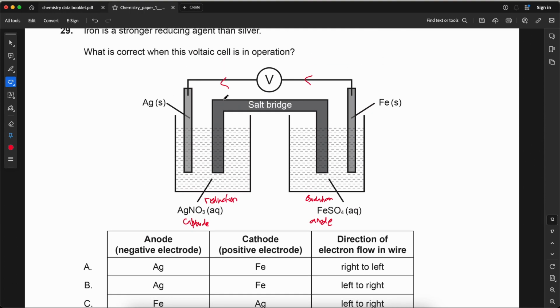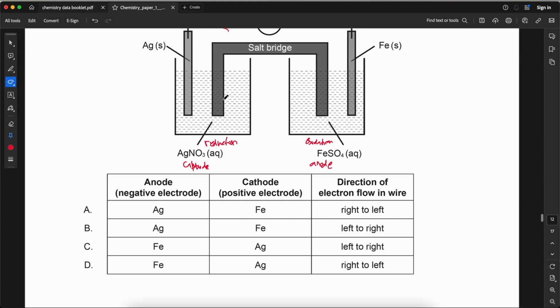What is correct when this voltaic cell is in operation? The answer is D. Anode will be Fe, cathode will be Ag, and the direction is from right to the left, from anode to cathode.